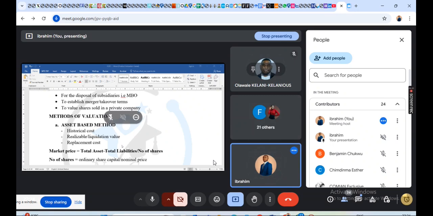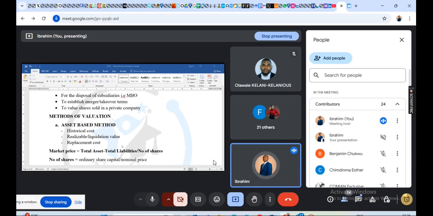Now, if you want to determine the value, don't forget the purpose. Why do you value a business? You want to determine the market price, the market value. If I say market price, it means per share. If you go to the NGX, you have 24 naira per share. That is the market price. When you multiply it by the volume traded today, we give you the market value of that business.